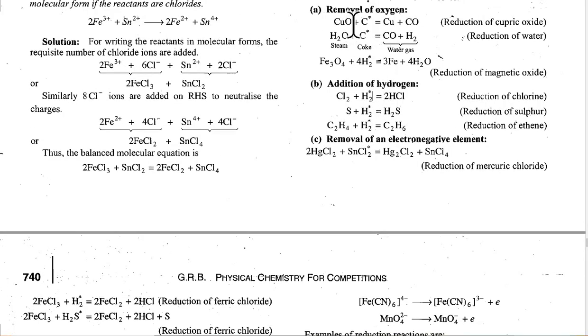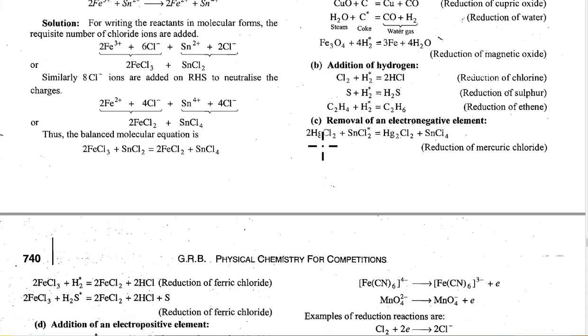Next, similarly, removal of oxygen or removal of an electronegative element. If any electronegative element is removed, then it is also called a reduction reaction. HgCl2, mercuric chloride, reacts with SnCl2, stannous chloride, and gets converted into mercurous chloride. Here you see HgCl2 and SnCl2 get converted into what? SnCl4. So here who gives chlorine to SnCl2? SnCl2 is converting into SnCl4. So who gives here 2 chlorine? So these 2 chlorine are given by this HgCl2, mercuric chloride.